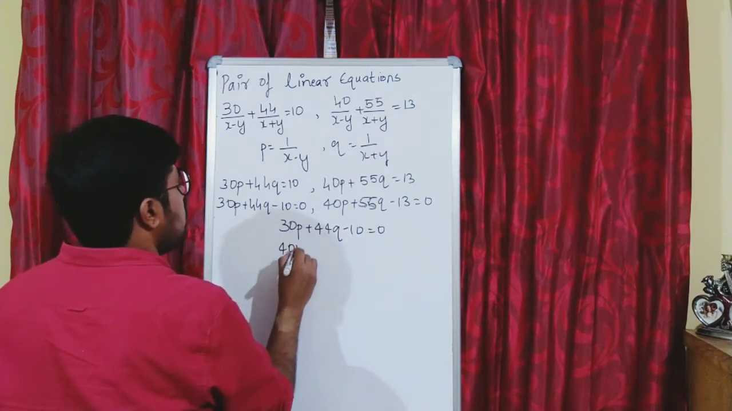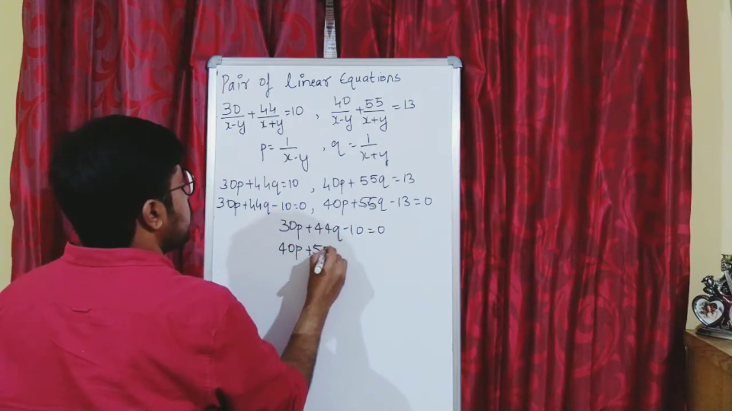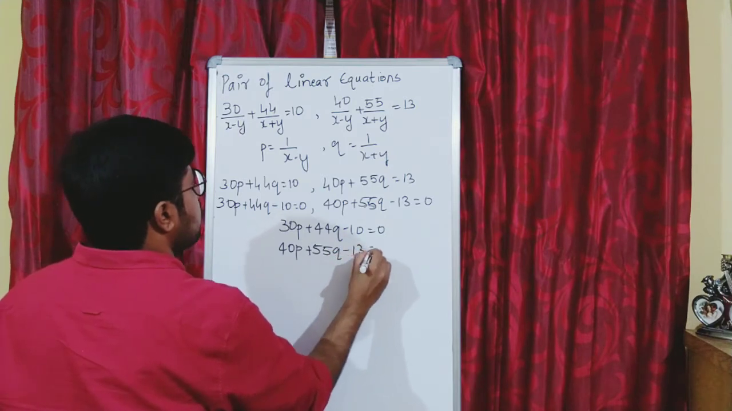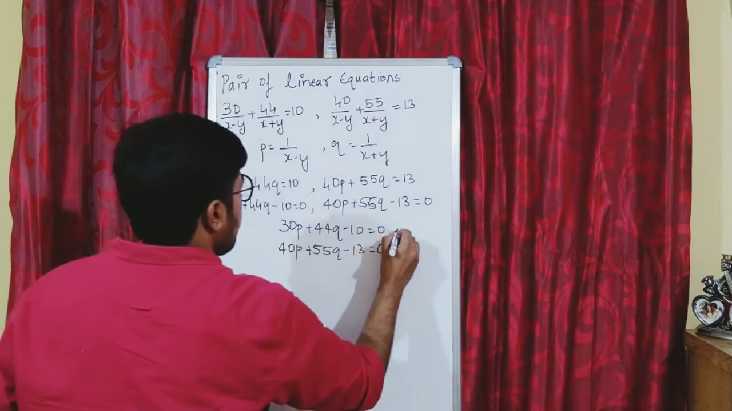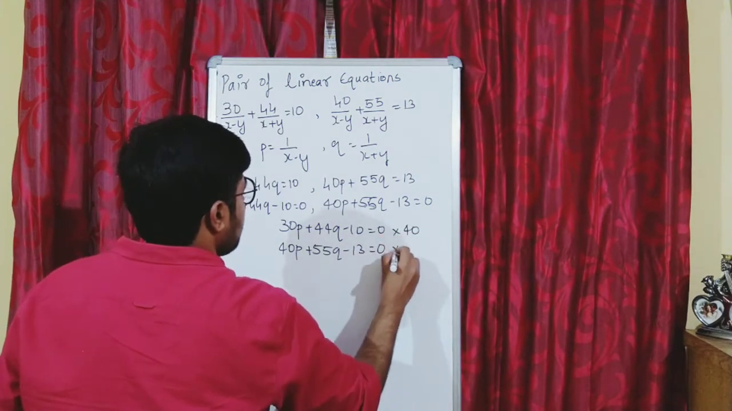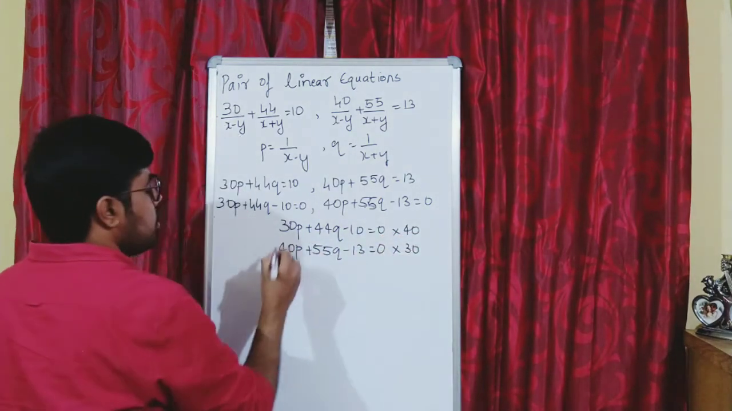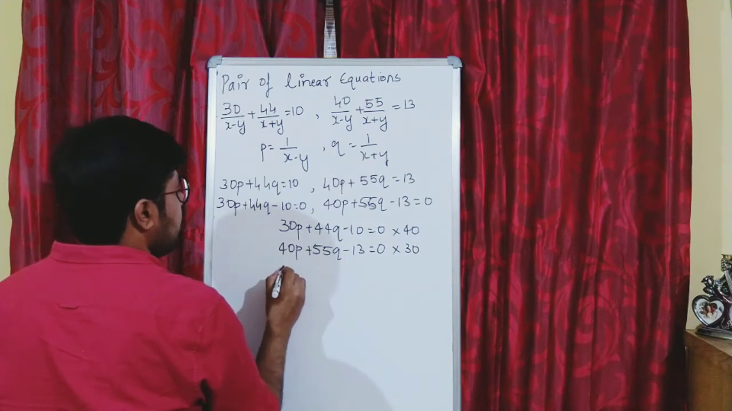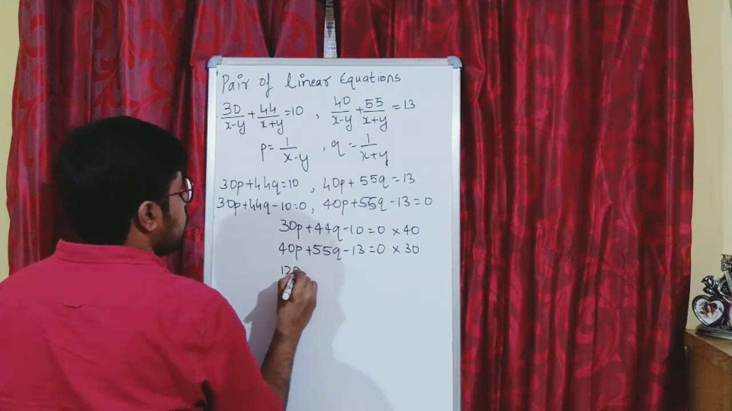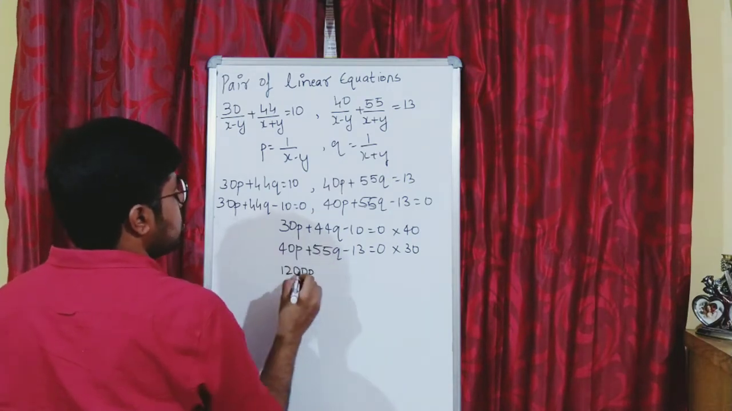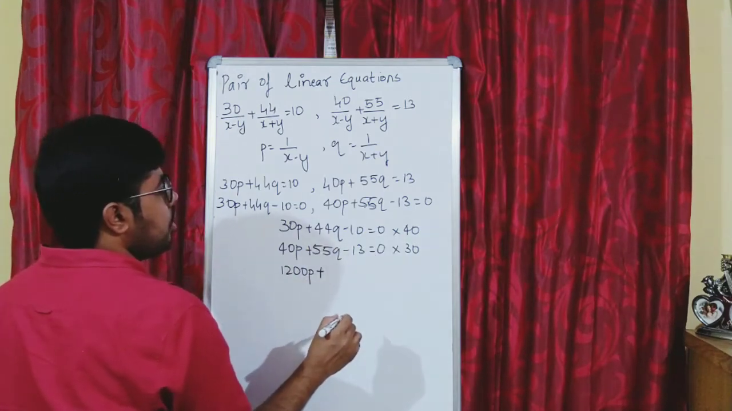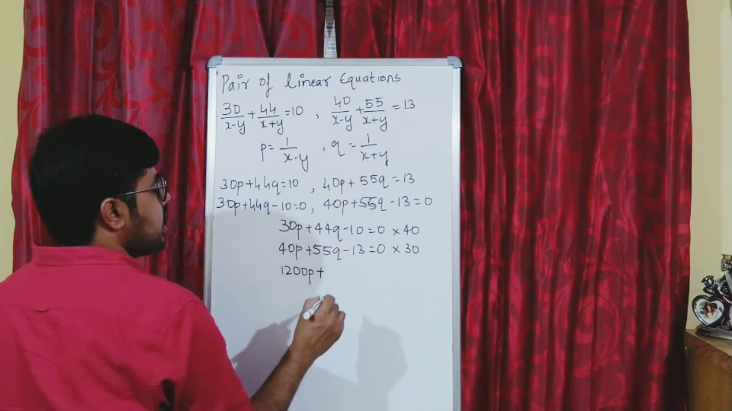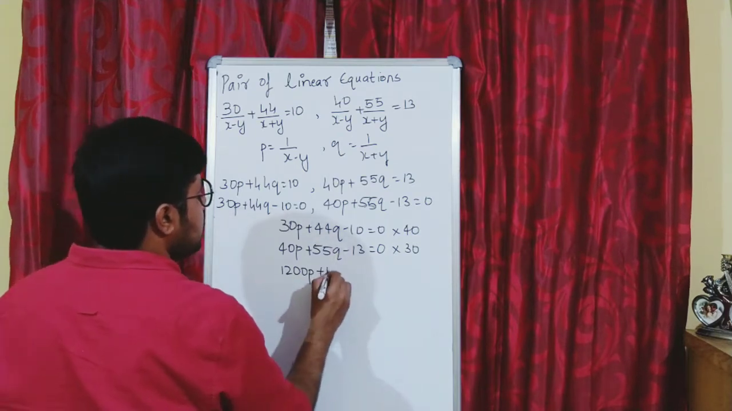So 40p, nothing is going to cancel here. As you can see, we need to cross multiply and make the p terms equal. So we multiply 40 here, and we multiply 30 here. Therefore, the first term becomes 3 4s are 12 and 2 zeros. 44 into 4 is 176.